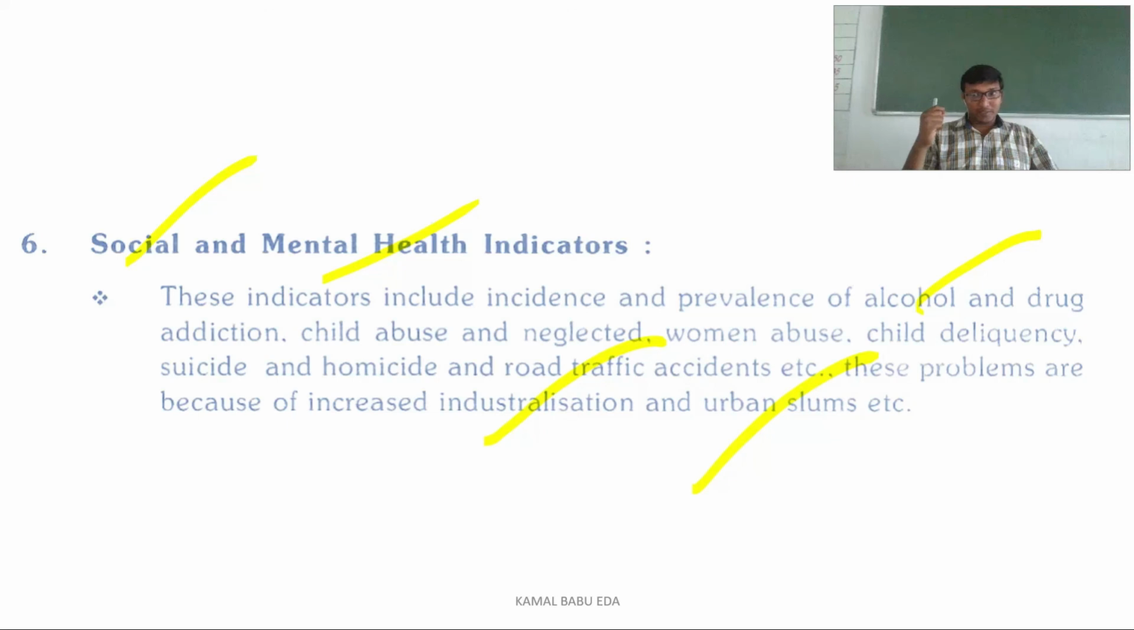So socially, if a person is an alcoholic and if he is becoming a drug addict, is he useful for the society? No. If the children are being abused, if the children are being neglected without proper education, without proper clothing, without proper health, then automatically the entire country will be affected. Women abuse, child delinquency, suicides, means it is increasing the death rate, homicide, road traffic accidents, because of the lack of education, because of lack of mental stability, social responsibility. So we are facing all these problems. So this is one of the health indicators, social and mental health indicator.